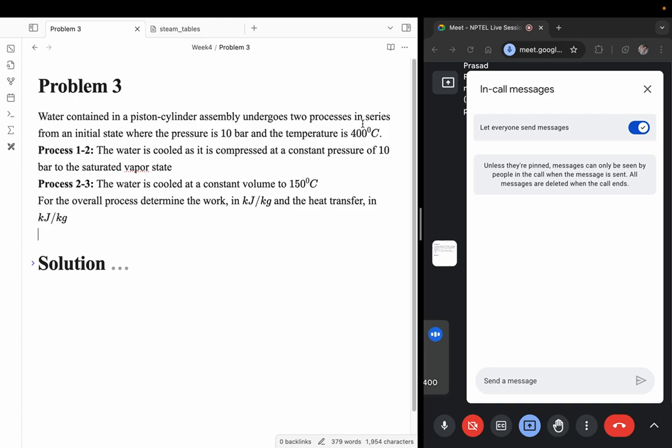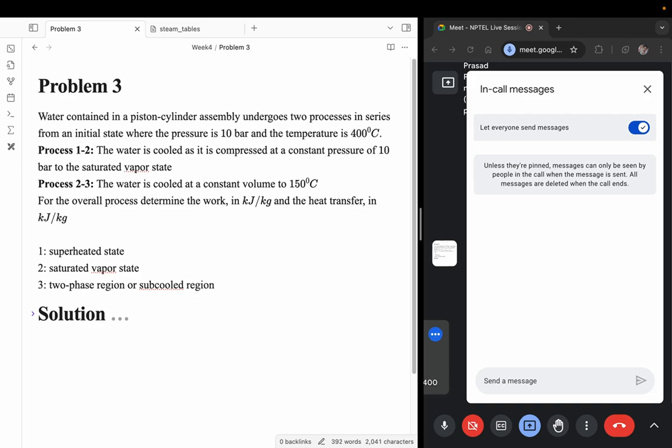What you do is continuously reduce the temperature by cooling it at a constant pressure till you come to the saturated vapor state. So let's put it, 1 is a superheated state, 2 is the saturated vapor state, and what is 3? The water is cooled at constant volume to 150 Celsius. So this will be somewhere in the intermediate, let's say the 2-phase region, or it could be the subcooled region, which we don't know, which we will determine.